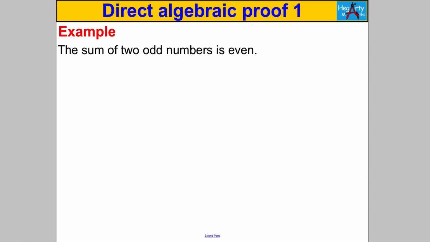Let's try another one. This time our conjecture is that the sum of two odd numbers is even. So let's let again n and m be positive whole numbers.